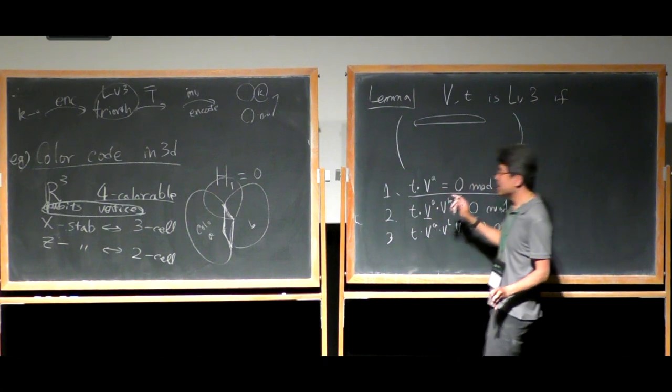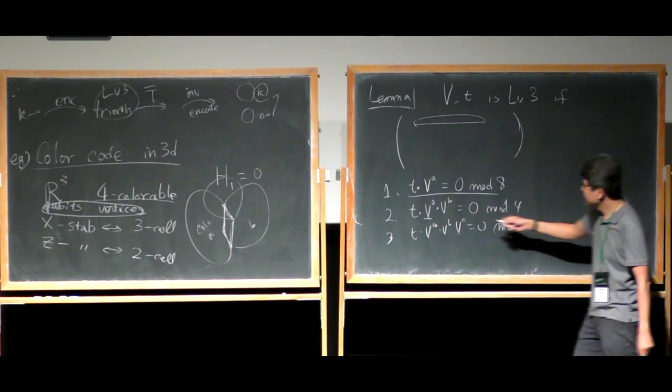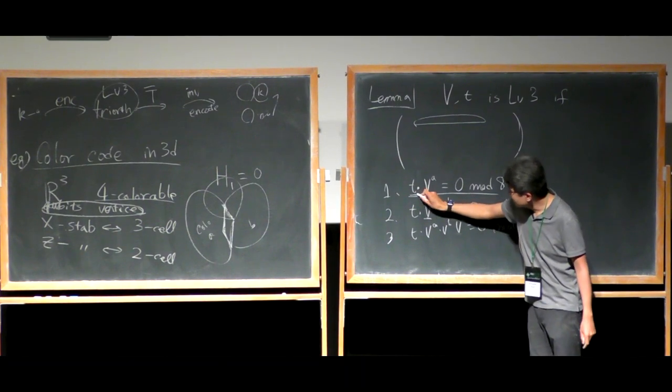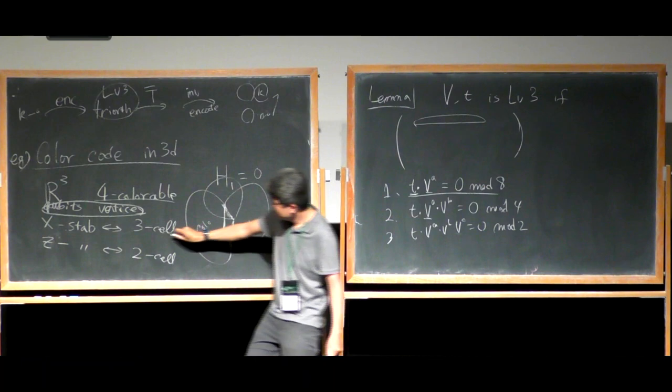Now we can check this. The first condition is that T dot VA. Now VA is this one.